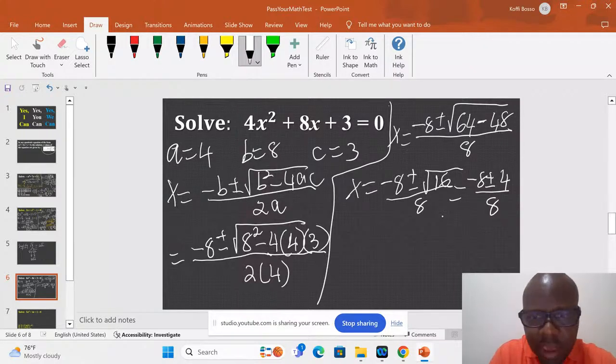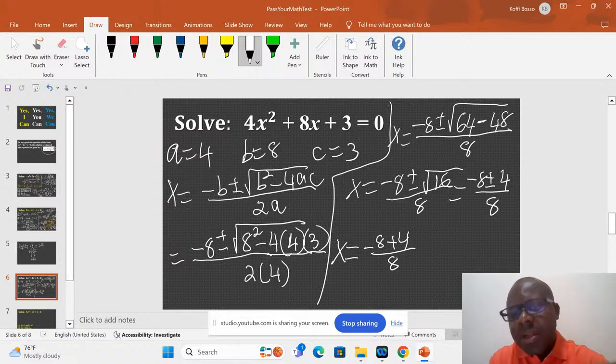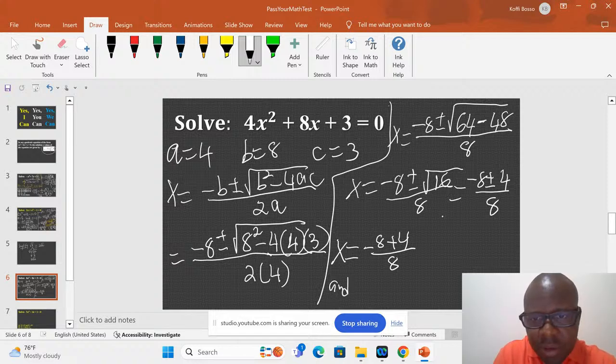Now we have x is equal to negative 8 plus 4 divided by 8. Understand that the plus minus here means you're going to have one solution with a plus and the other solution with a minus. So the other solution will be what? x is equal to negative 8 minus 4 divided by 8.